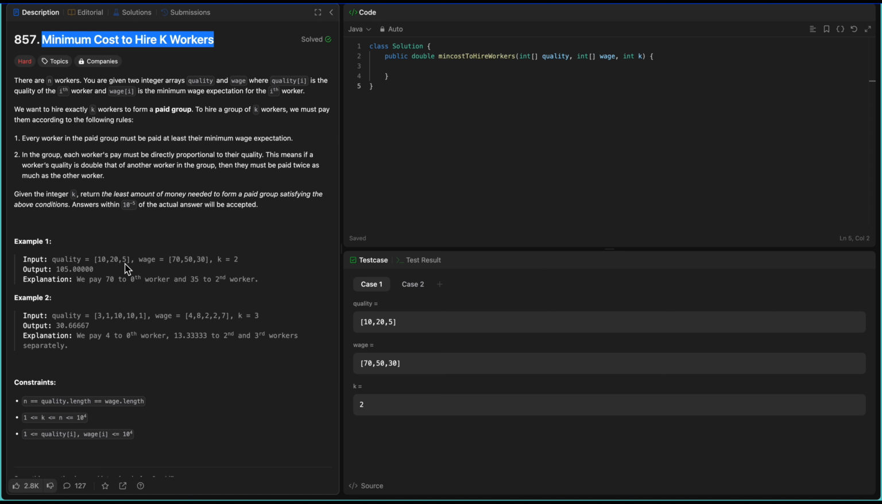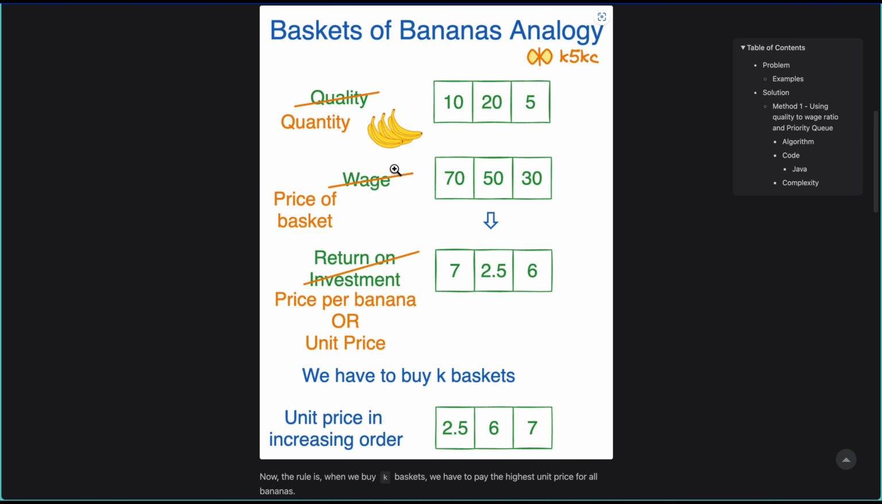Now let's jump into the solution space. One very good analogy can be like, suppose, let's look at a diagram.